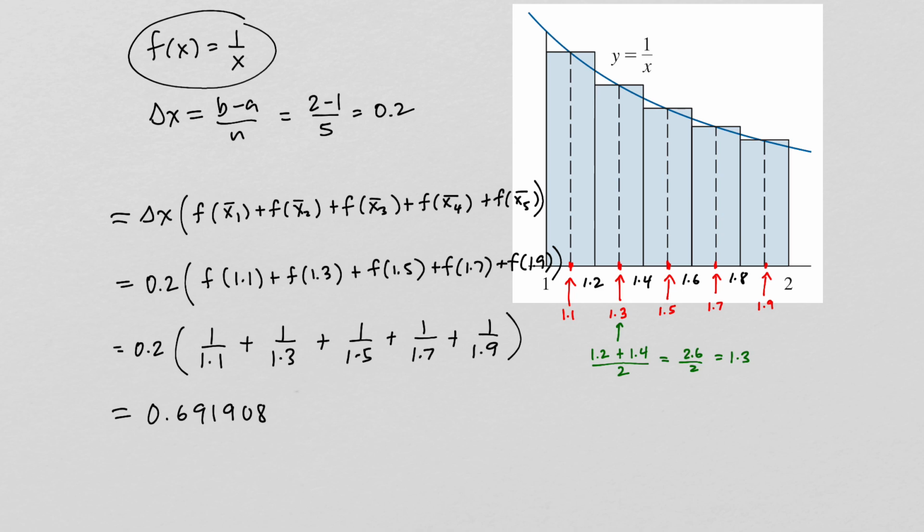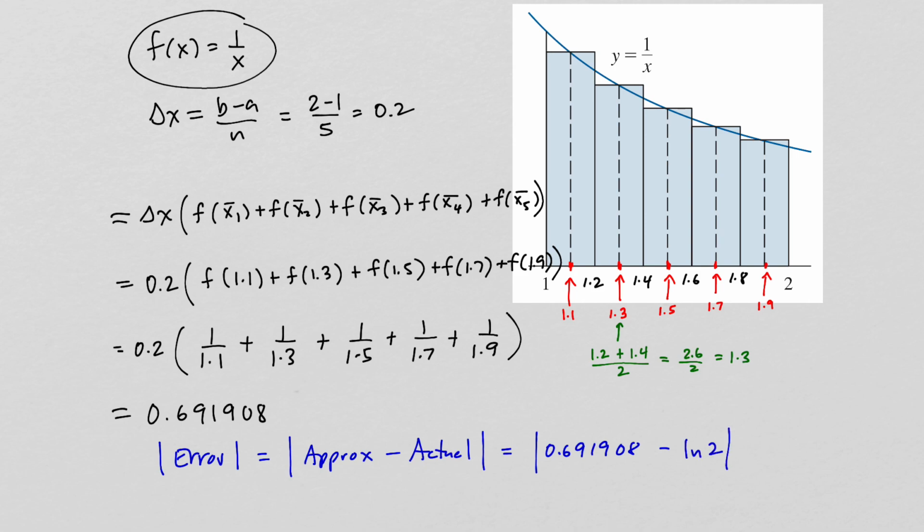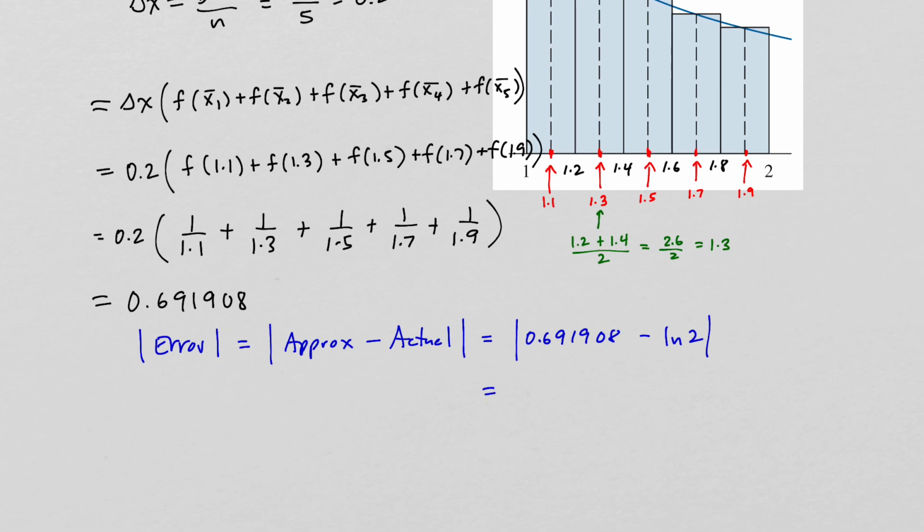Now again, if I want to take a look at the absolute value of the error involved here, I'm going to take the absolute value of the approximated value minus the actual value. And in this case, that is going to be the absolute value of 0.691908 minus, and then remember the actual value was the natural log of 2. And if I plug this into a calculator, I get 0.001239.